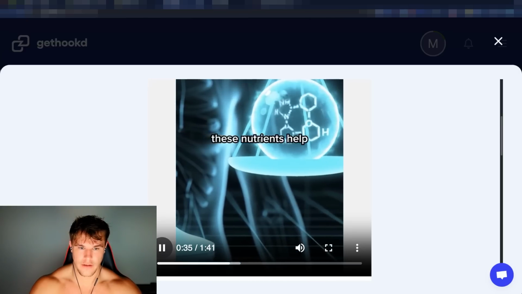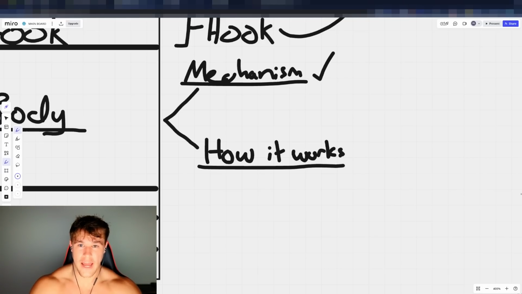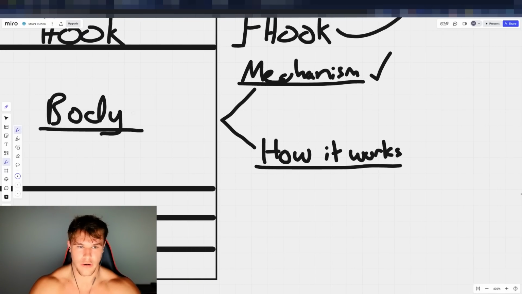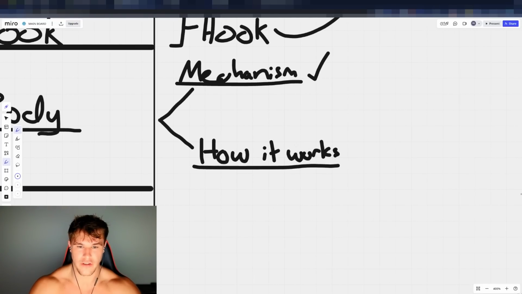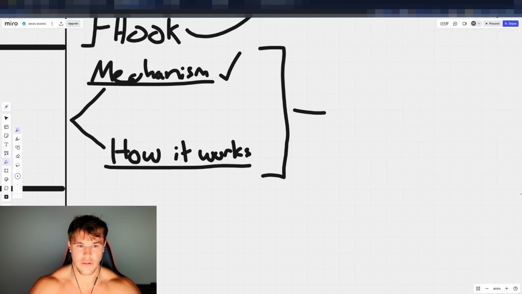CoQ10. These nutrients help regulate your cycle and hormones. And once again, it's explaining here how it works. These nutrients, CoQ10 and choline, they help regulate your cycle. They help you do X, Y, and Z, right? So I'm not going to continue to play the rest of this ad right now, but the most important part here, especially with the body, is notice they're not just saying the ingredients and moving on. They're not just saying the mechanism and moving on. The important piece here is that they're tying it in to some kind of tangible outcome.